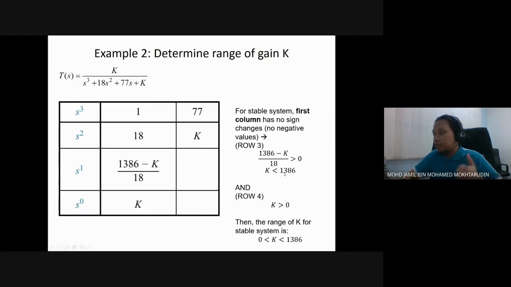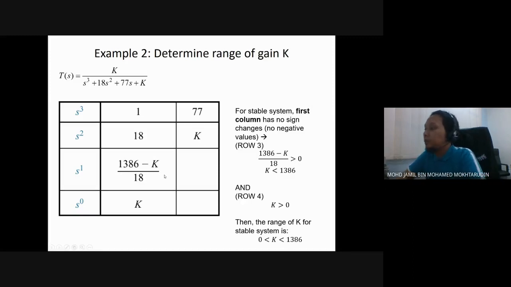Okay, so this is your first range. And then you need to look at row number 4. Row number 4 here must also be positive. So K must be bigger than 0, positive. And then you combine these two ranges to get a combined range for K. So K must be between 0 and 1386 for the system to be stable. Okay, so for a stable system, the first column must have no sign changes. And then from there you look at them one by one to determine the values of K.